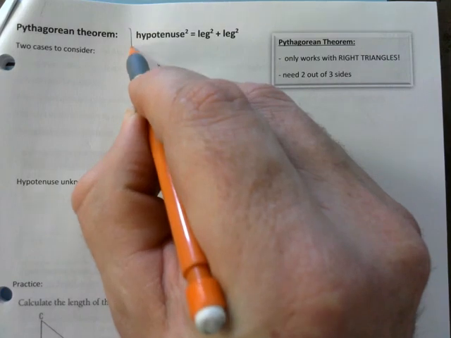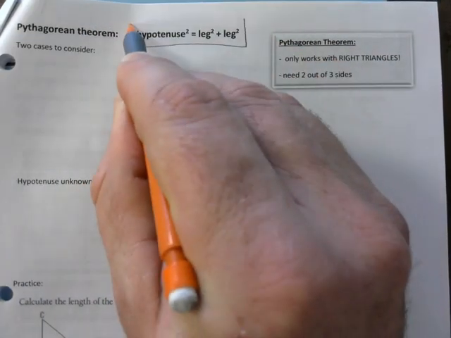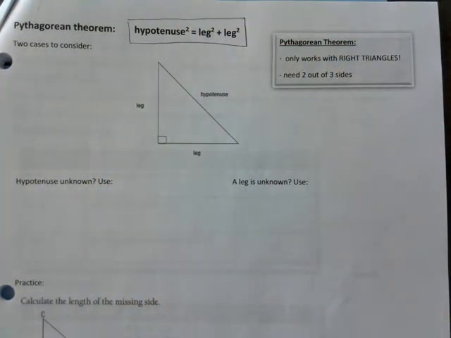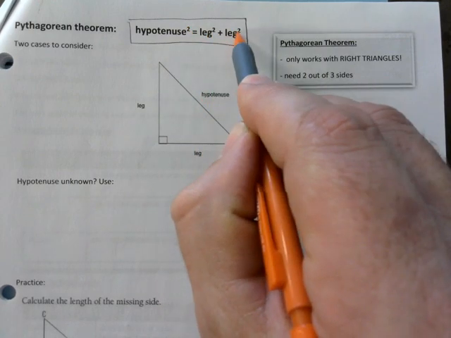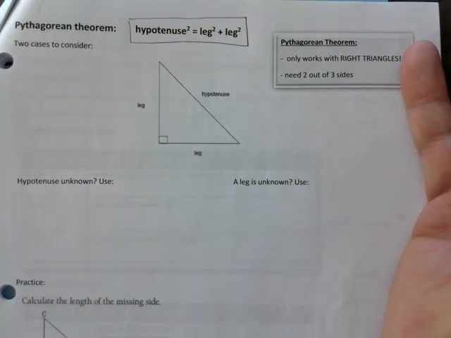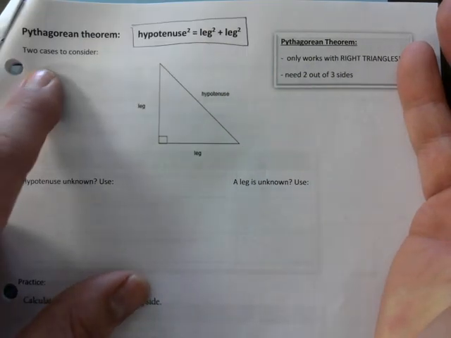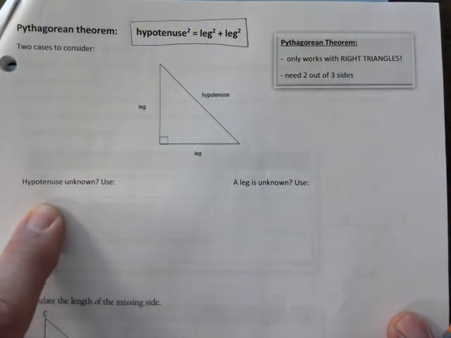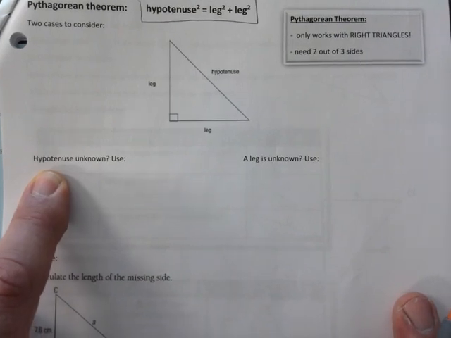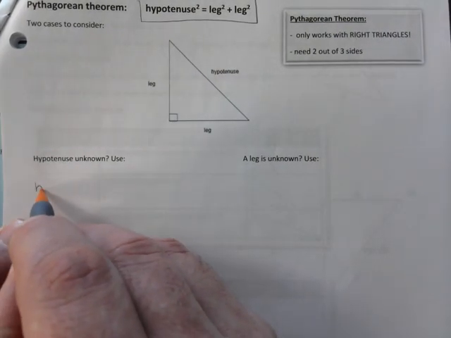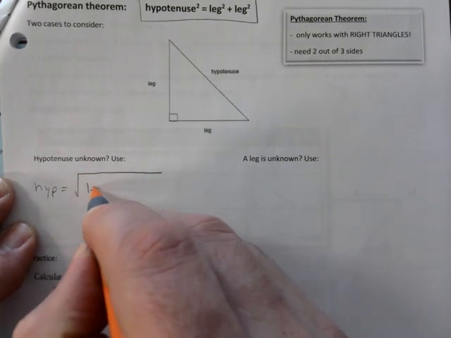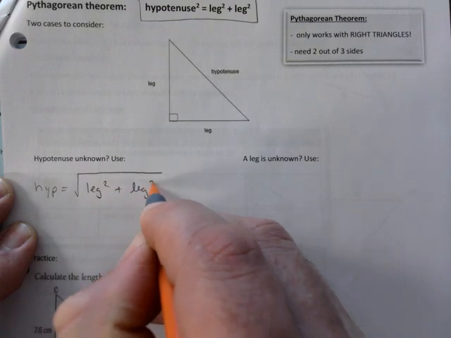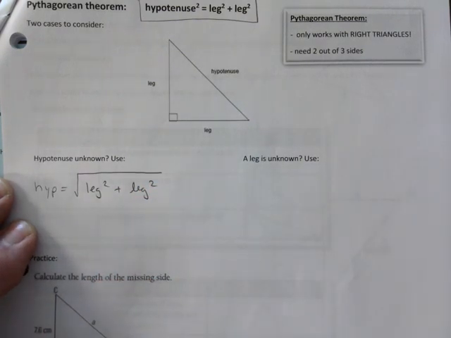And this is the theorem that I like to focus on. I don't use a squared plus b squared equals c squared because it's not always ABC, right? So I just want you to know that the hypotenuse squared is equal to both of the legs squared, added up. That's basically the theorem, okay? Two cases to consider. If the hypotenuse is unknown, you would just go like this: hypotenuse is the square root of leg squared plus leg squared. That's the formula that I suggest you have.